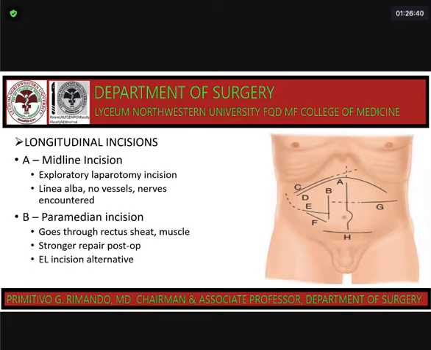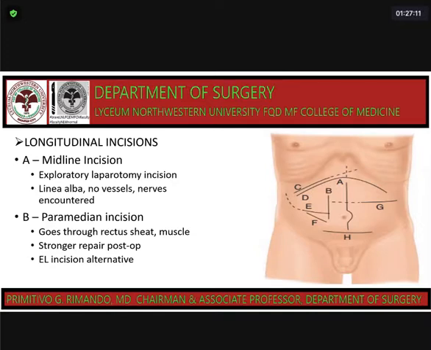Okay, so we're going to discuss the incisions one by one. Here you will be picking up the answers to the quiz. So the midline incision, that's letter A. That is what we call your exploratory laparotomy, your EL or your XLAP incision.